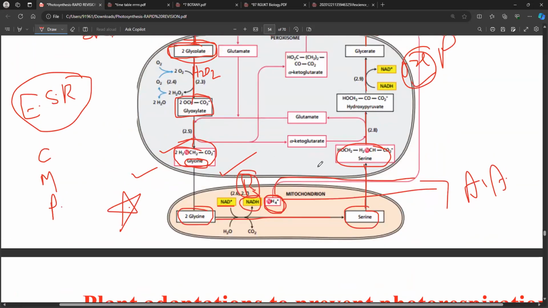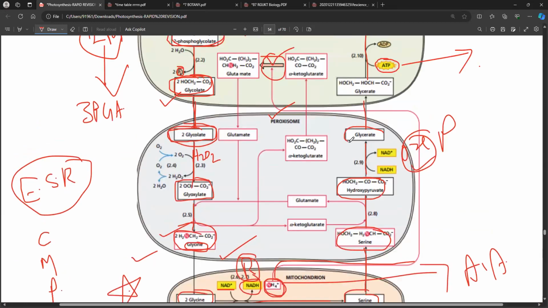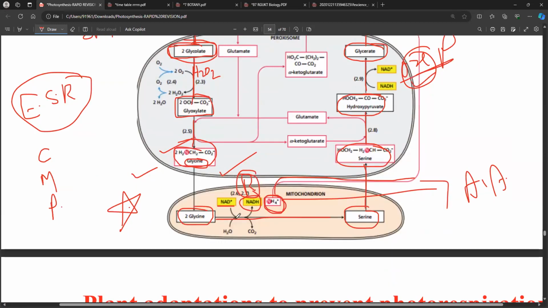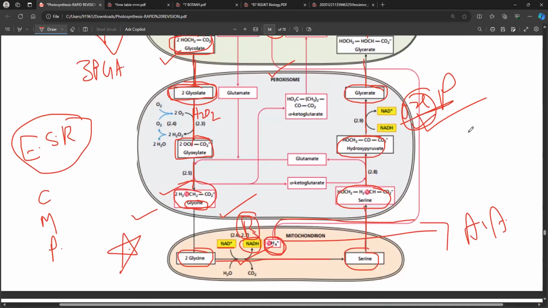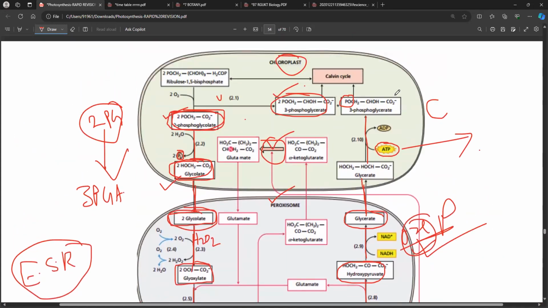That ammonia again goes back into the chloroplast, and it is involved in ammonium assimilation, which we will discuss later. Now, serine again comes to the peroxisome and is converted into hydroxypyruvate. Hydroxypyruvate is converted to glycerate. Again, here oxidation, so we gain energy, we spend energy, got balanced. Now glycerate comes back to the chloroplast, and it is finally converted into 3-phosphoglycerate. Finally, we produce 2 molecules of 3-phosphoglycerate.